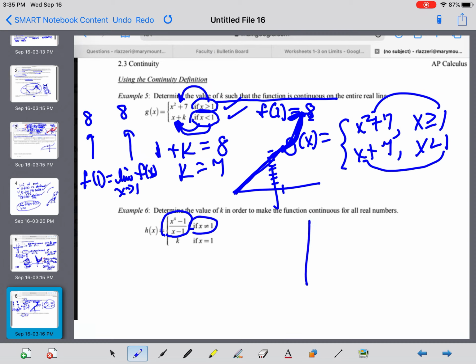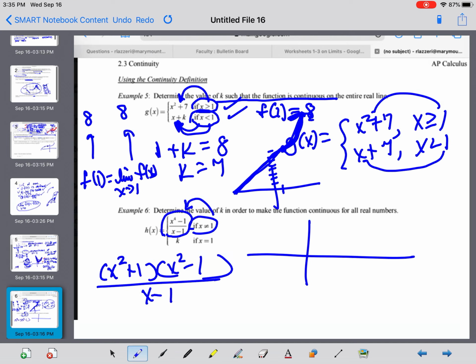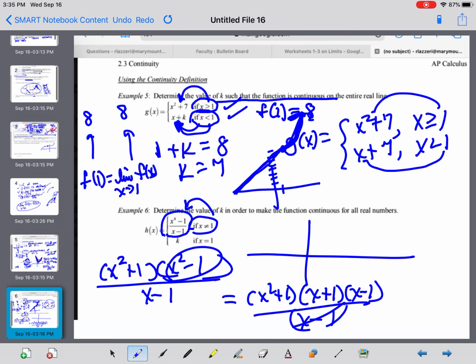All right, so if x is not equal to 1, they just left 1 point out of this, which is kind of good because you couldn't have filled 1 into this anyway. X to the 4th minus 1 over x minus 1 is x squared plus 1 times x squared minus 1 over x minus 1, which continues to be x squared plus 1 times x plus 1 times x minus 1 over x minus 1, factoring the difference of squares. And so this function, for all practical purposes, will behave like this right here.